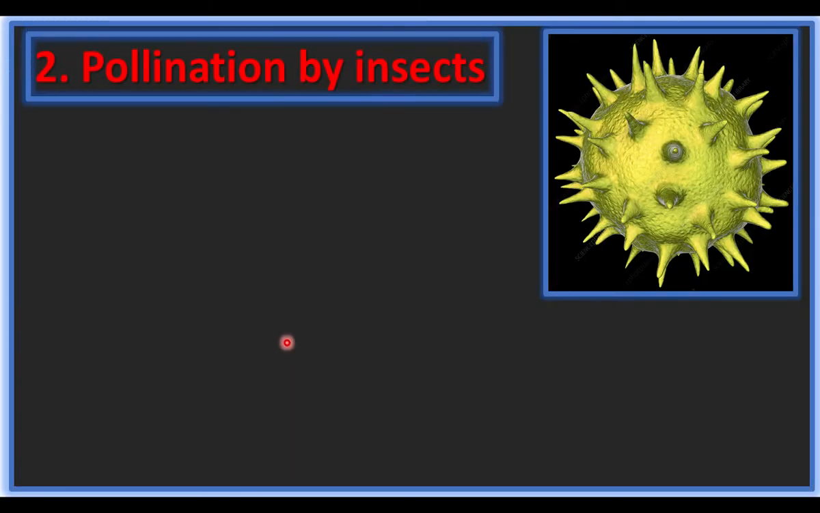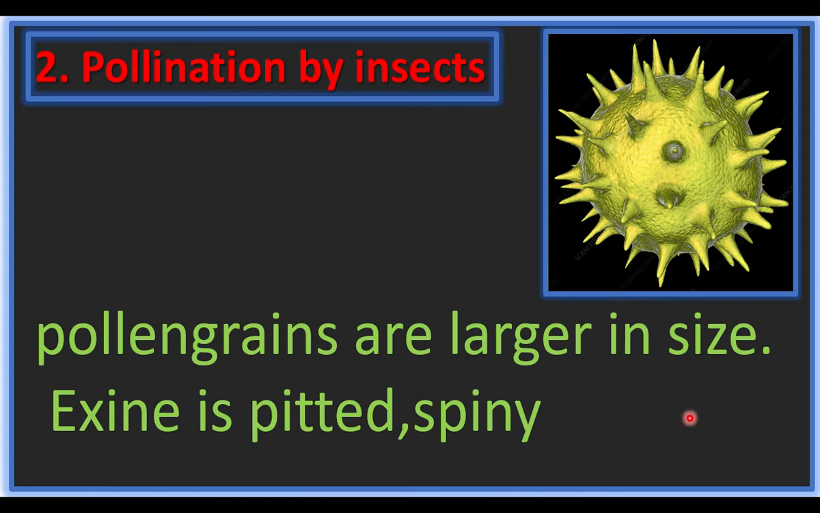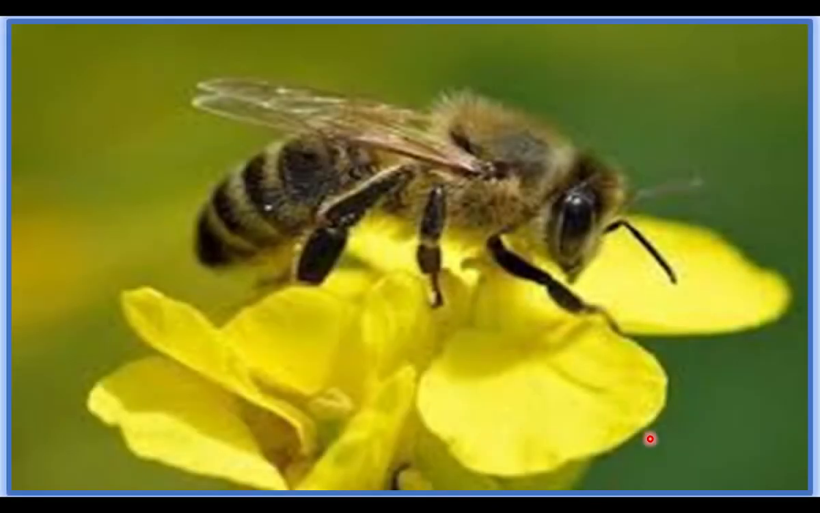When the flower is pollinated by insects, the flower produces large pollen grains, and the outer part of the pollen grains has spines and pits. Pollen grains are larger in size. Exine is pitted and spiny. What is exine? The outer wall of the pollen grain is exine. In entomophilous flowers, pollination is by insects. 80% of insect pollination is done by honeybees.